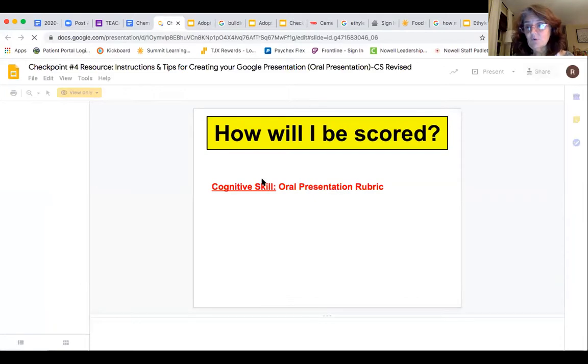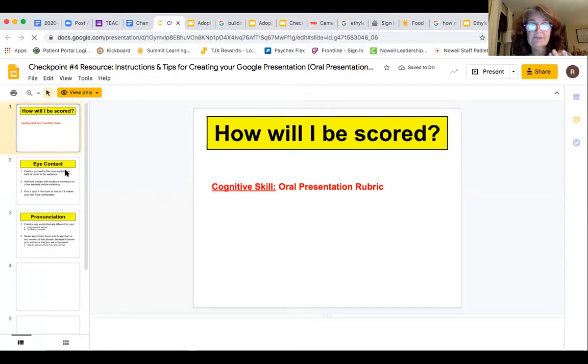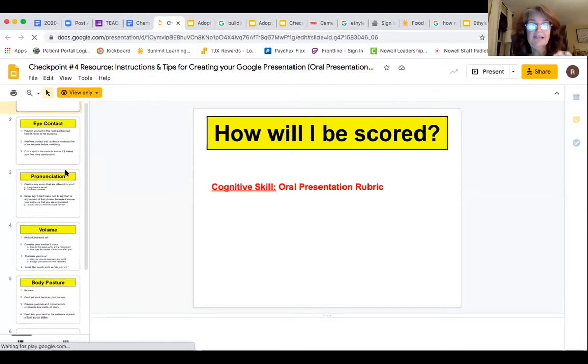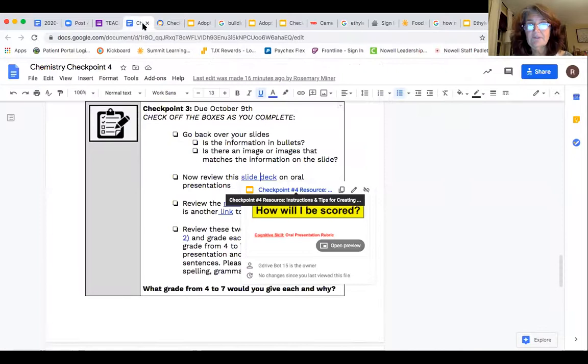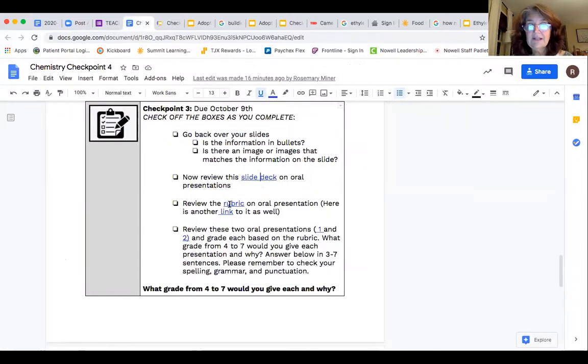How will I be scored? And this gives you the rubric on oral presentation. It gives you some tips on oral presentation and what are some of the things that you'll be graded on: eye contact, pronunciation, volume, body posture, those kinds of things. The other thing, if you go back to the checkpoint, is that there's a rubric. And if you click on this, you'll be able to see the rubric and understand what the particular grades are.